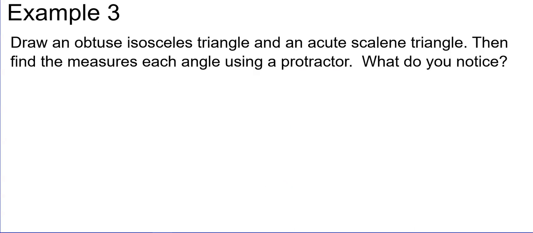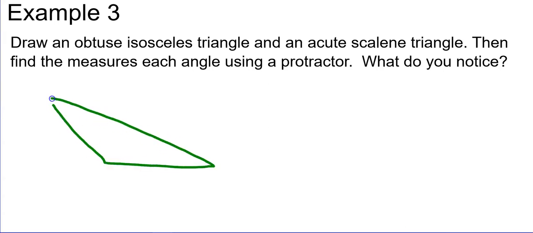All right, draw an obtuse triangle and an acute scalene triangle. Then find the measures of each angle using a protractor. Okay, you can just copy this down. We're not going to have you measure. So I'm going to make a triangle here. This is clearly an obtuse angle here. We're going to say these are equal side lengths, all right? And then an acute scalene, just a little bit longer.